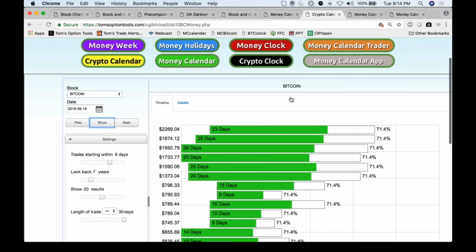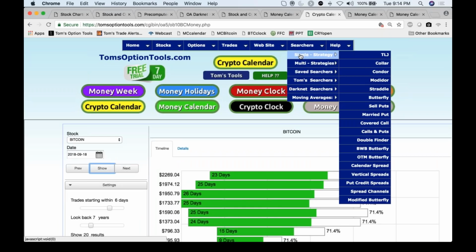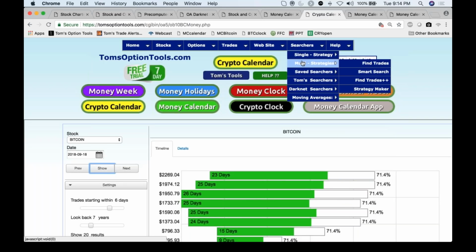During earnings, I've got earnings patterns. I've got other patterns that happen outside of earnings. If you were to take a look, for instance, at our searchers, we've got single strategy searchers on collars, condors, straddles, butterflies, etc. And a lot of these have pre-designs built into them. We have multi-strategies, which will allow you to even create your own strategy. If you create a strategy in here and it's that good of a strategy, I'll name it. You can name it. All right. And we'll put it on here.